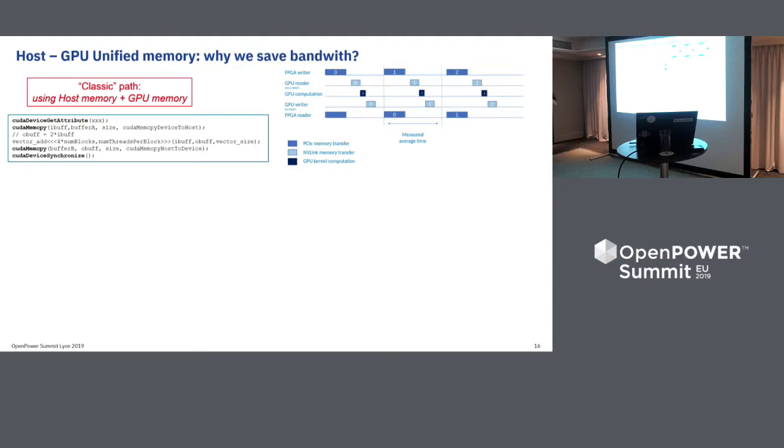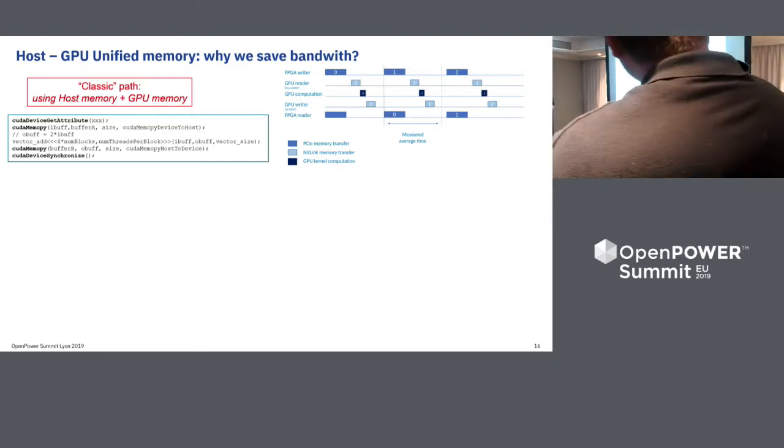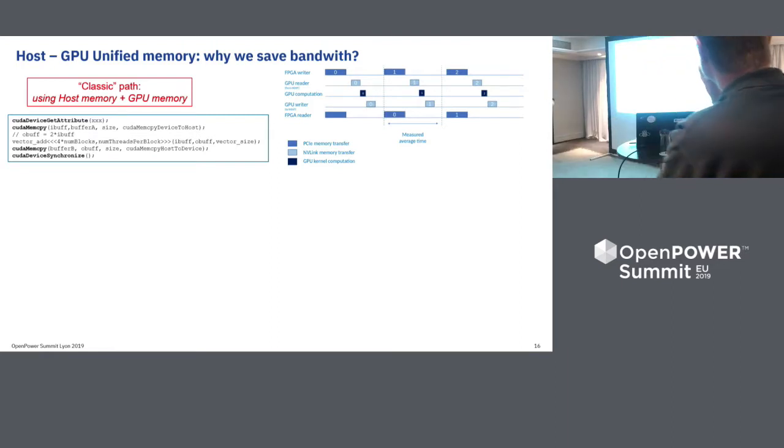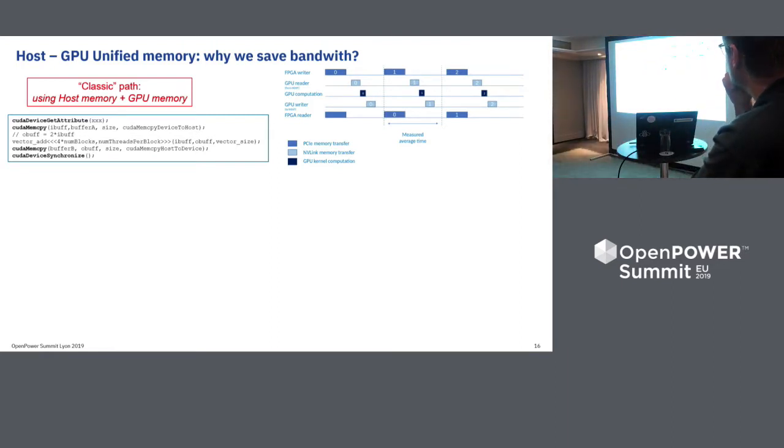And this is what is done by the host memory, by the CPU: attributing a device, doing a CUDA memcopy, that's this one, the GPU reader, and then just adding, multiplying by 2, something, and then sending back the result, and then synchronizing things.